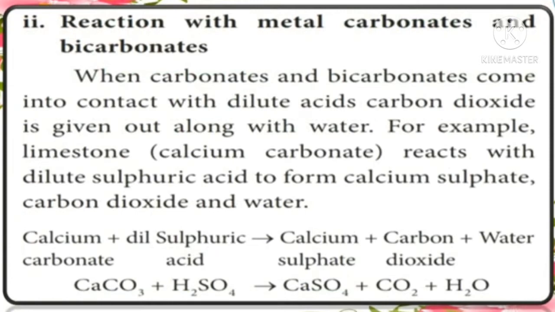Reaction with metal carbonates and bicarbonates. When carbonates and bicarbonates come into contact with dilute acids, carbon dioxide is given out along with water. For example, limestone, that is calcium carbonate, reacts with dilute sulfuric acid to form calcium sulfate, carbon dioxide and water. Let us see an example. Calcium carbonate, CaCO3, mixes with dilute sulfuric acid, H2SO4. It forms the product calcium sulfate, CaSO4, plus carbon dioxide plus water.